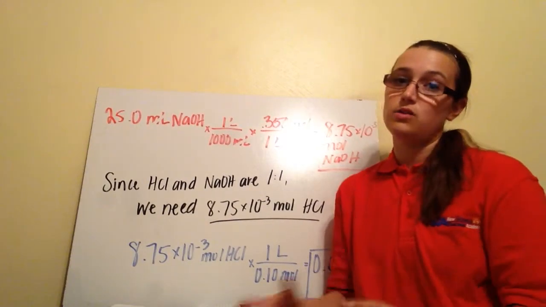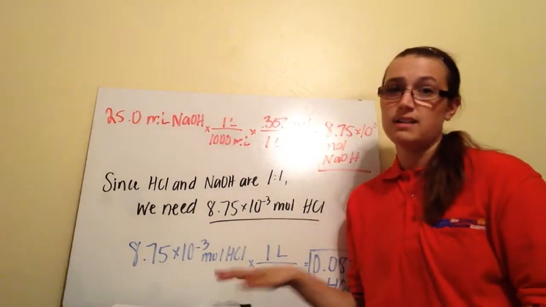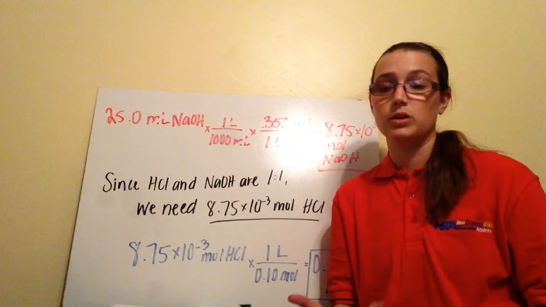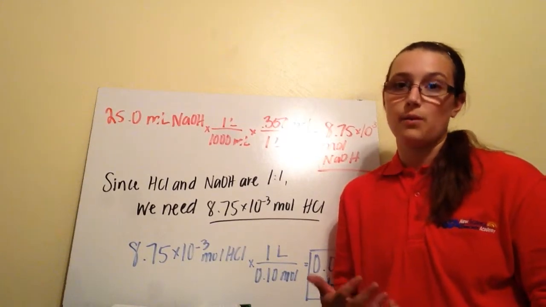So from this complete neutralization, we can figure out how many moles of HCl we need and then use the concentration, or instead of setting it up like dimensional analysis, use the molarity formula to determine the volume of HCl that we would then need.